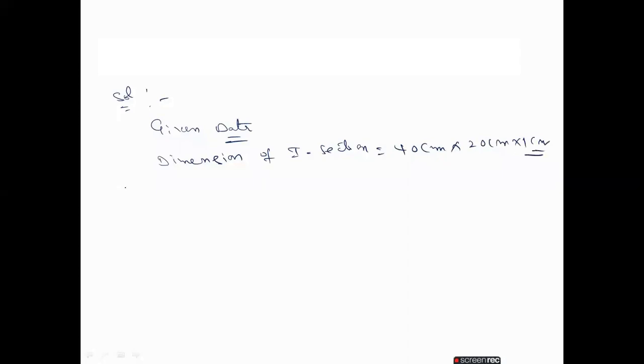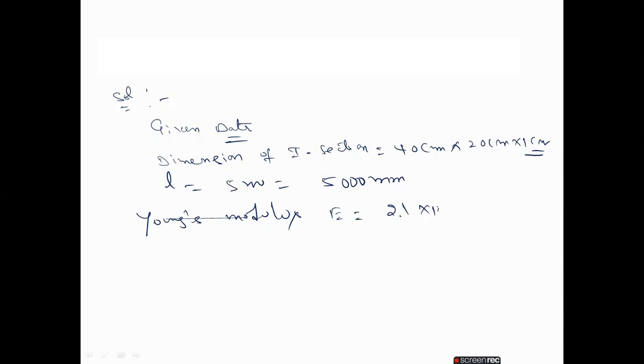The solution for this problem, we will start with the given data. The given data is the dimensions of the I section, which we just drew: 40 centimeter, 20 centimeter by 1 centimeter, and the actual length is 5 meters. If I convert into mm, that is 5000 mm, and the Young's modulus E is 2.1 into 10 to the power of 5 Newton per mm square. So this is the given data for this diagram.